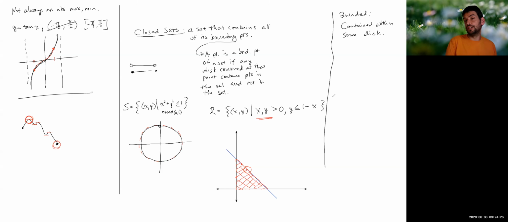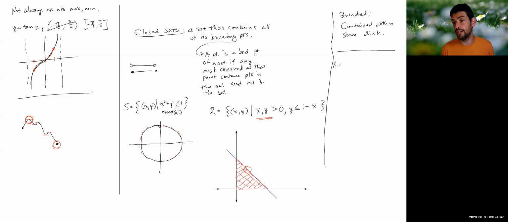Now, it might feel a lot like closed sets have to be bounded. They feel very contained, right? Contained within some disk just means, again, you can draw some circle around it, so it's finite. It's not going on forever. Just to give you an example, here's a closed set that's not bounded.